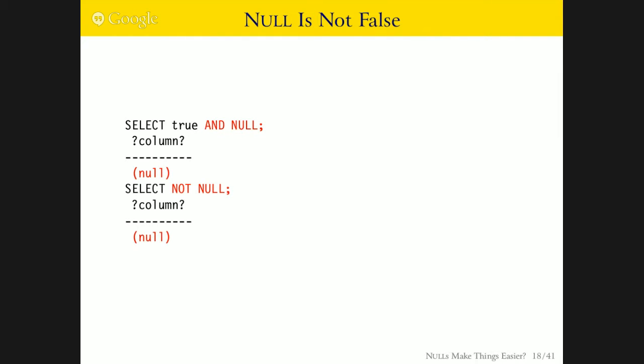So let's start to actually work with the logic here. A null is not false, and you've got to get that out of your head. If I say true and null, that would kind of make sense, because true and false would be false. In fact, it doesn't even return false. It returns I don't know. And not null also returns I don't know.